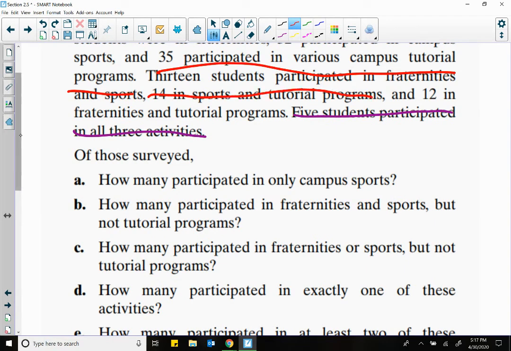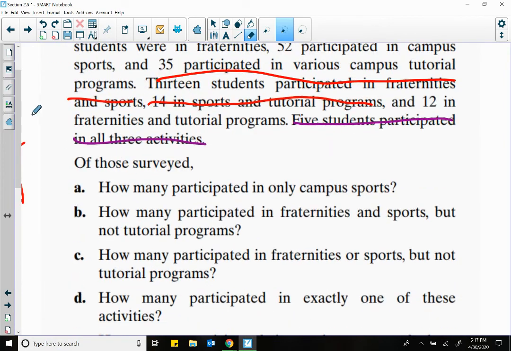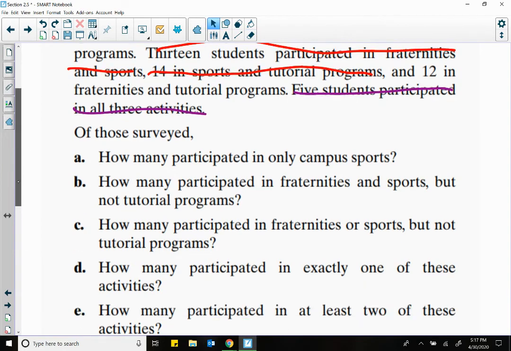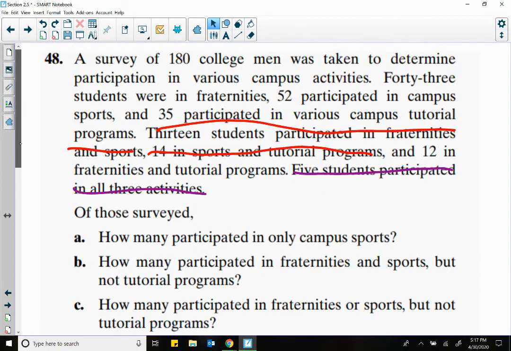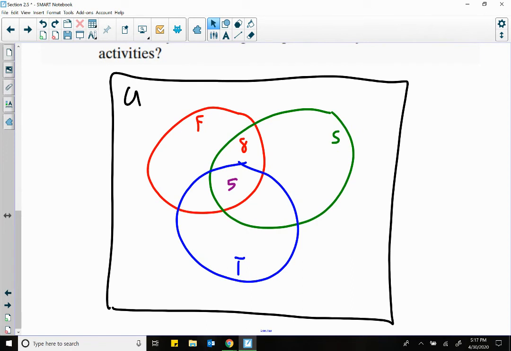Cross that off because we're done with it. So again, between these 2 pieces right here, hold on, I'll get there. Just my stuff is kind of a neat freak. Third time's a charm. There we go. So, and I forgot the number. Of course I did. 14. So between these 2 circles, it should be 14. So 14 minus 5 gives us 9. Okay. So 9 participated in sports and tutorials.